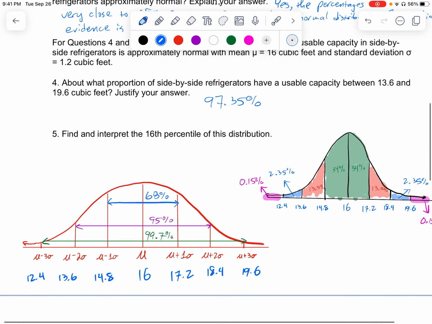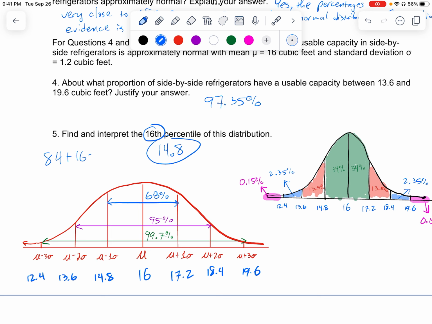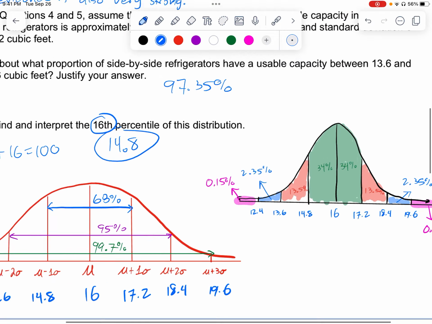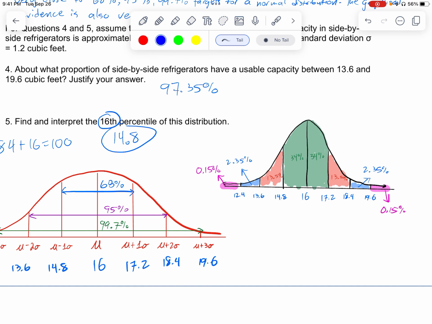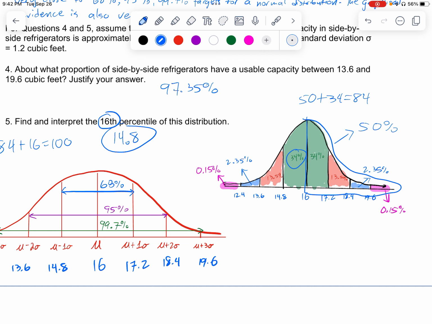But if you didn't want to use your calculator, here's how you do that. So 84% combined with 16% makes 100, right? Why did I pick 84? Because as I look at this, I've done this enough to know that this practice makes perfect. That is 50%, right? So this entire half, that's 50. And then plus 34, 50 plus 34 is 84. Okay, meaning that from here up is 84% of the data, which means from this blue line down must be 16% of the data, which is the 16th percentile.